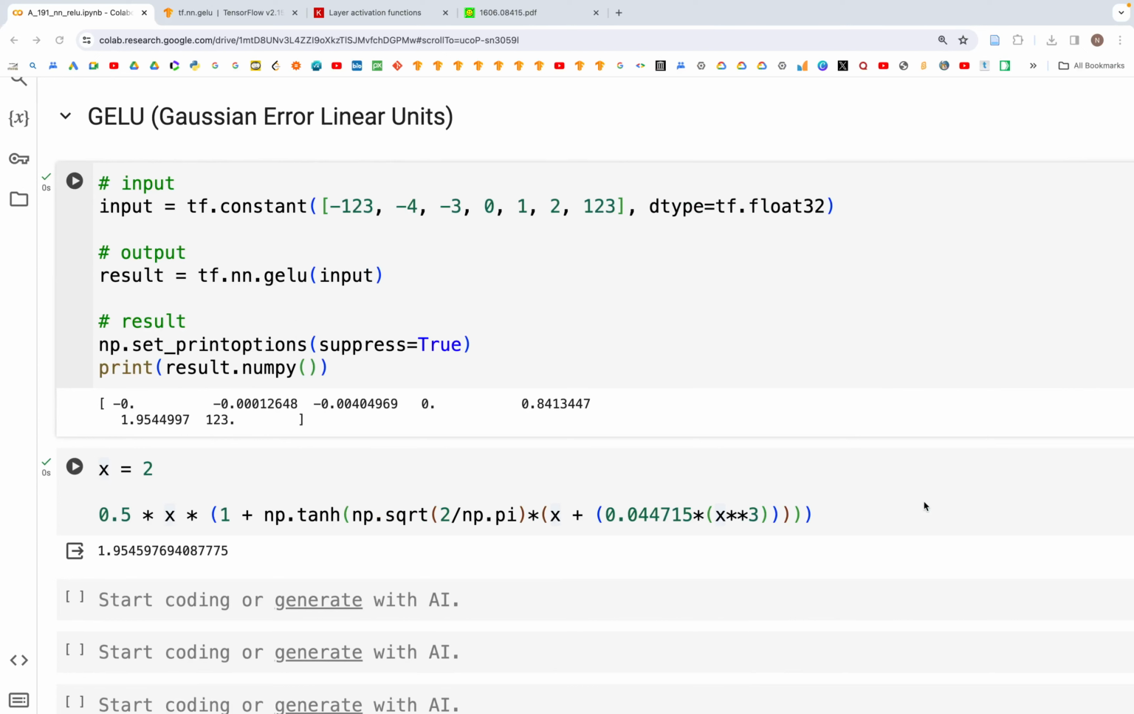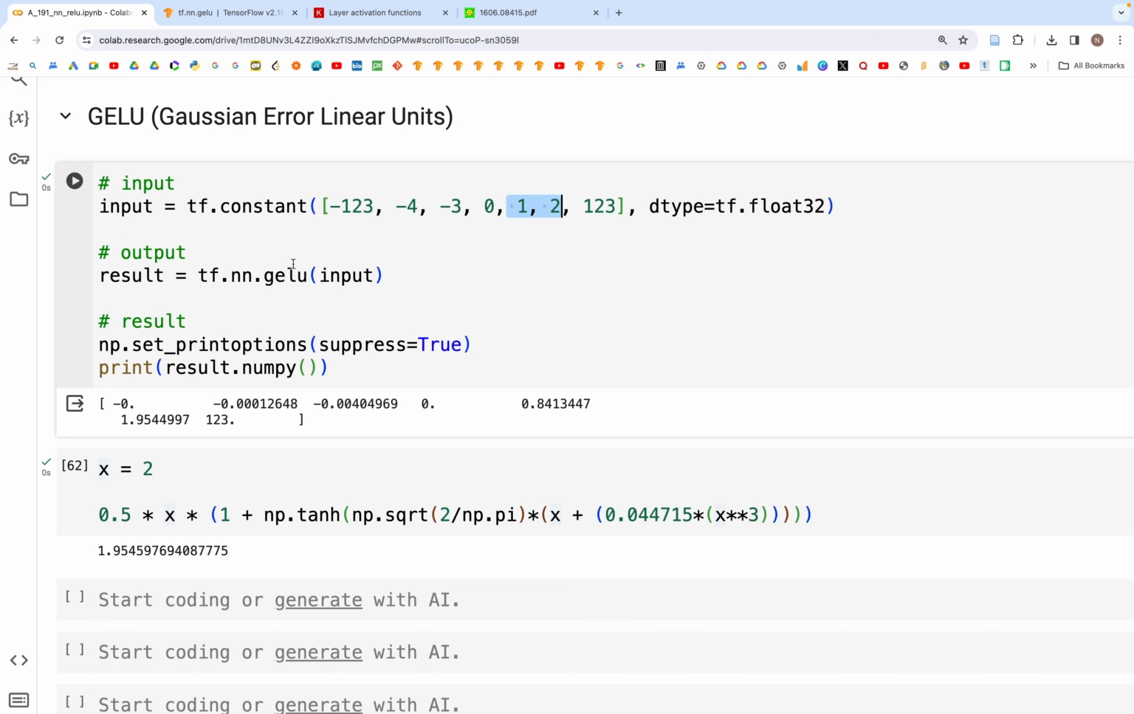Let's now look at Gaussian error linear units, GELU. In this case, we have this input tensor, which has a large negative value, a large positive value, and then we have the values that are a little closer to zero, both on the negative side and the positive side.